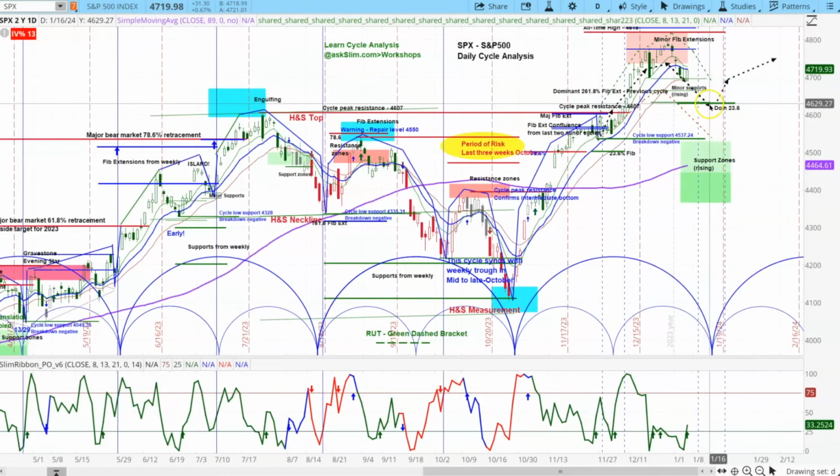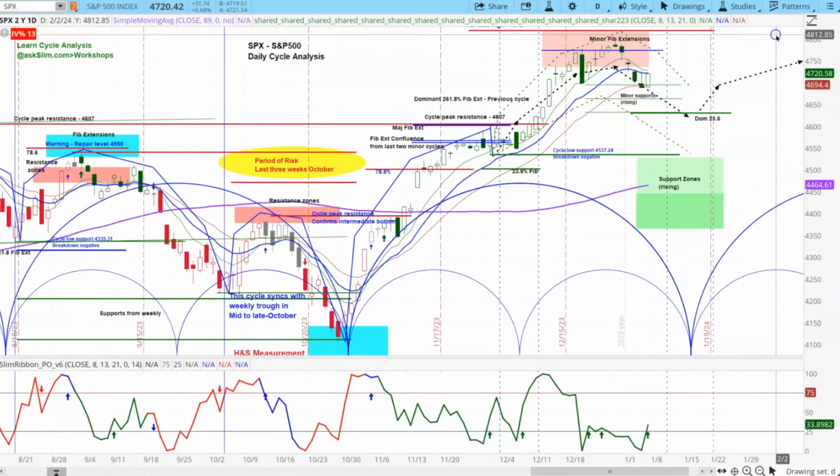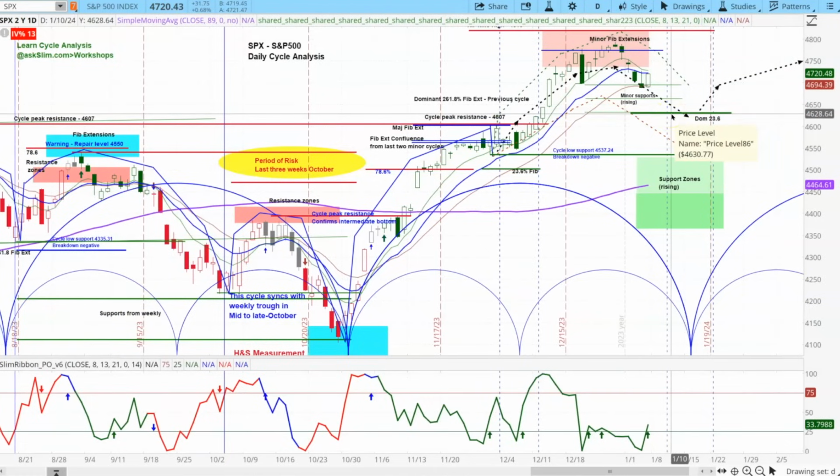This dominant 23.6% right over there aligns with the minor 61.8%. That's that little one right there. Let's take a little closer look for you so you can see that. And that comes down right over here to 46.30.